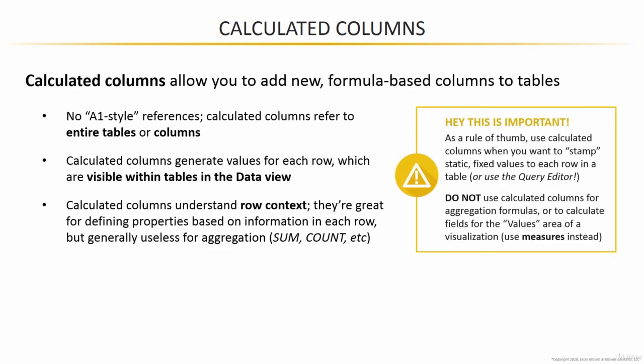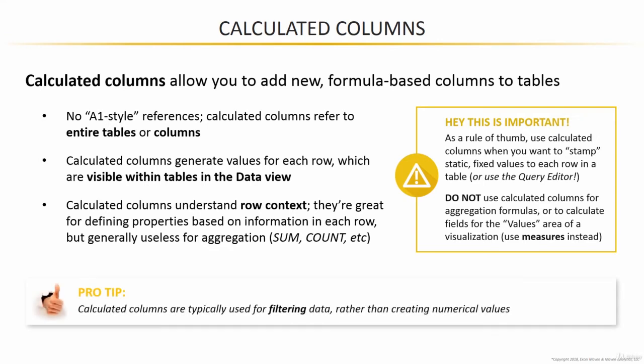So important note here. As a rule of thumb, you're going to use calculated columns if you want to stamp static fixed values to each row in one of your tables. Or you can also use the tools in the query editor to do the same thing in many cases. What you don't want to do is use calculated columns for aggregation formulas or to try to calculate numerical values to use in the values area of a visualization. We'll be using measures for that instead.